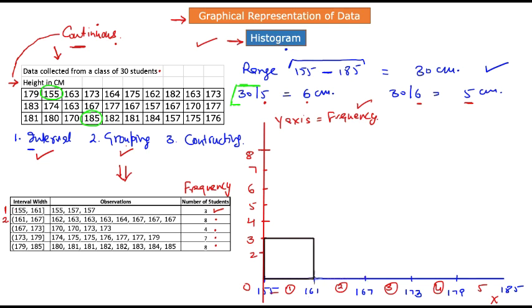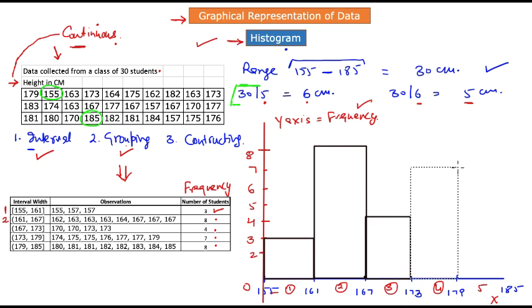So the second interval goes from 161 to 167, and there are 8 students, so that's my frequency, which is the number of students. Third interval that goes from 167 to 173, and there are 4 students, right? Likewise, the fourth interval will be of 7 students, and finally the last, which is of 8 students. Okay, now you're done constructing your bars, where the width of each bar is equal to the width of each interval, and the height of each bar is equal to the number of students in that specific interval, right? So this is 3, 8, 4, 7, and 8 again.